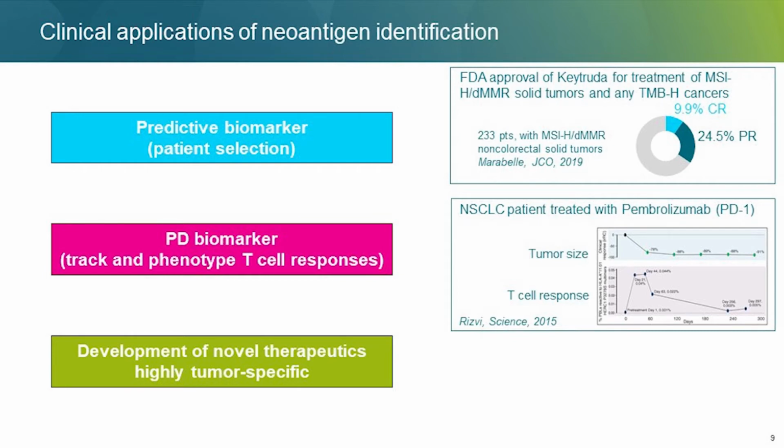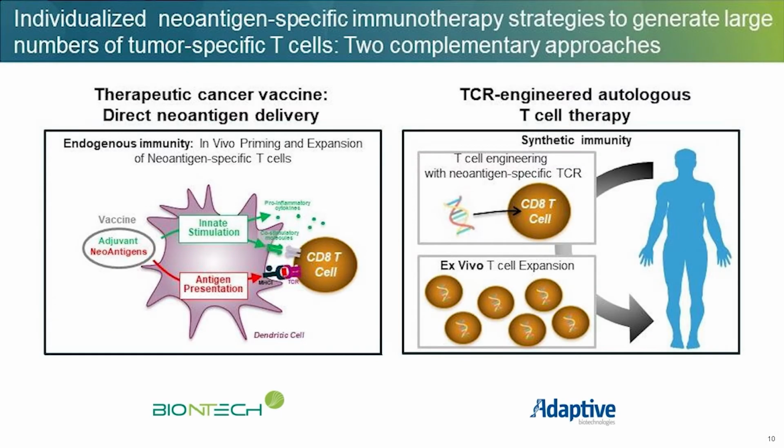And finally, we can also develop novel therapeutics. And this is what my talk is going to focus on. So at Genentech, we are very interested in developing therapies against neoantigens, and we have two complementary approaches. We are developing a therapeutic cancer vaccine, which is directly delivering neoantigens to the patients. And this allows the activation of the endogenous immunity. There can be in vivo priming as well as expansion of neoantigen-specific T cells induced by vaccination.